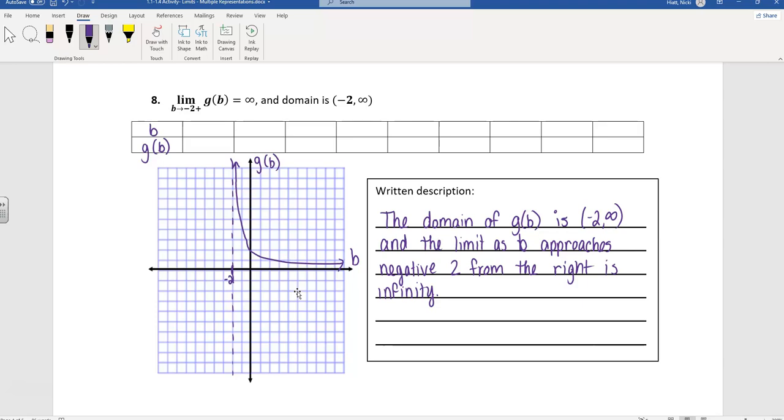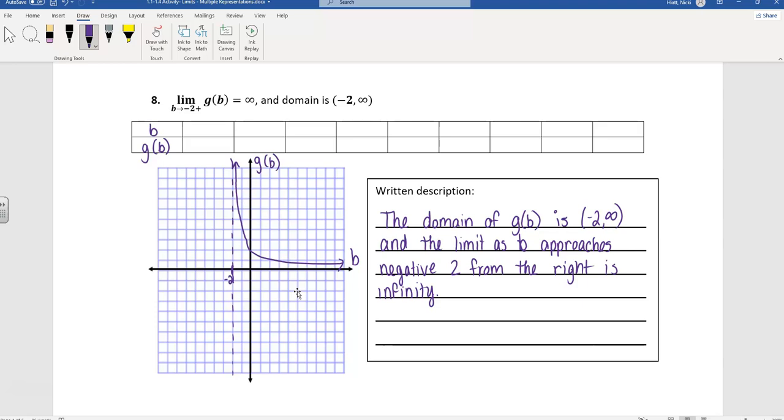I want your table to focus on the interesting features of the graph. So domain being negative 2 to infinity basically just means we don't want to include any number smaller than negative 2. You can include that on your table if you want, but you don't necessarily have to. The limit's the big thing I'm concerned with. I want the tables to go from the least value up to the highest value, so don't put everything backwards.